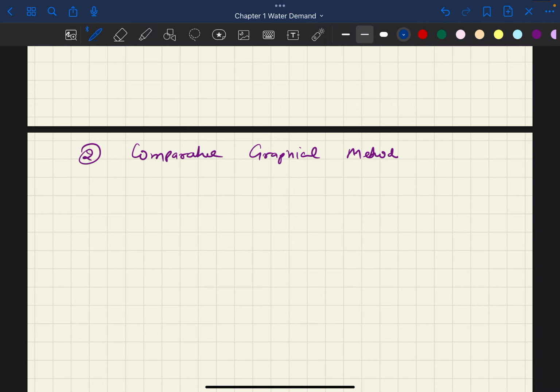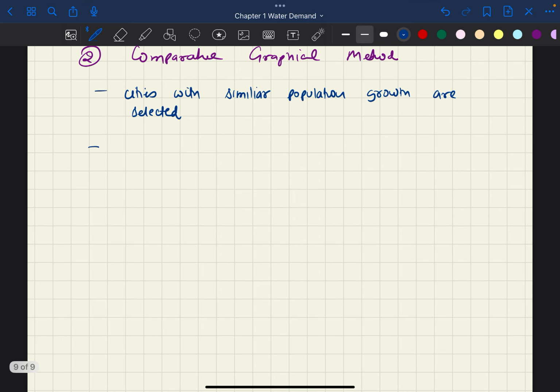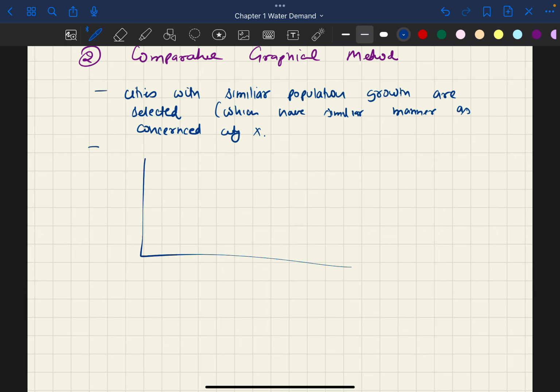Cities with similar initial population growth are selected. Cities with similar population growth are selected, and those which have shown similar manner as concerned city X, and their graphs are plotted and superimposed on each other.